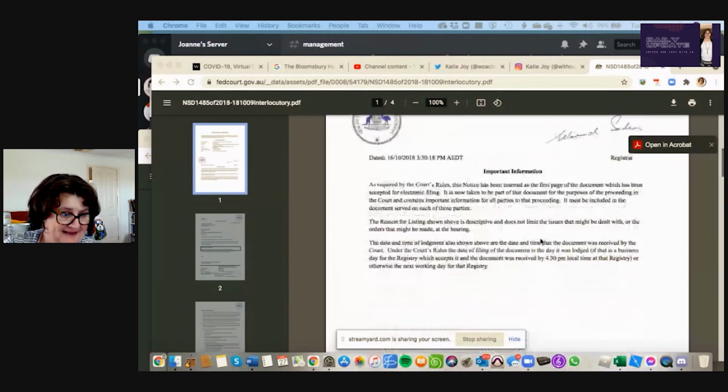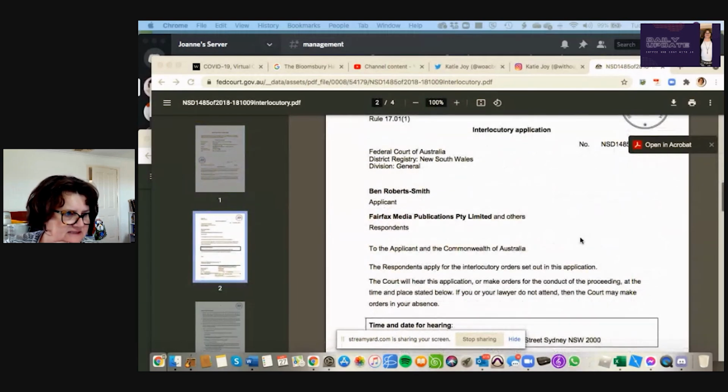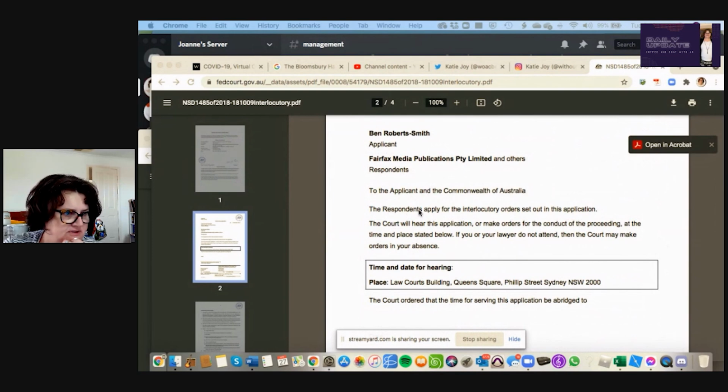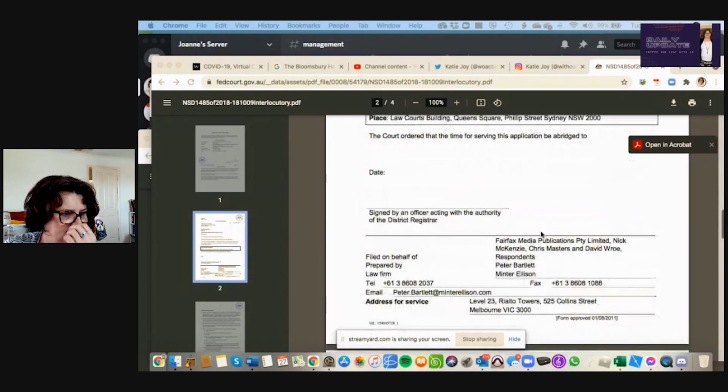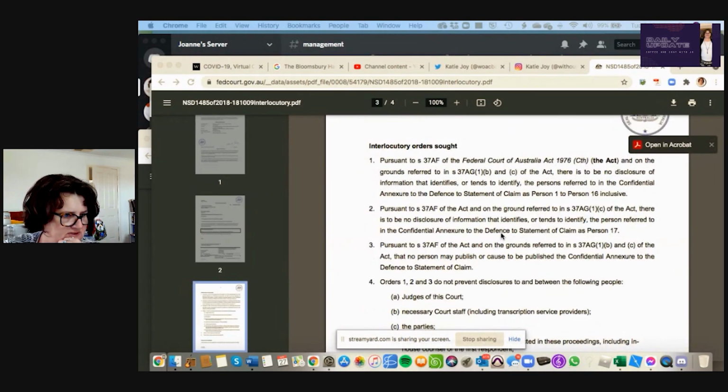So this is 4 pages long. This is to the applicant in the Commonwealth of Australia. The respondents apply for the interlocutory orders set out in this application. The court will hear this application and will make orders for the conduct to proceed. So this is what the respondents want.